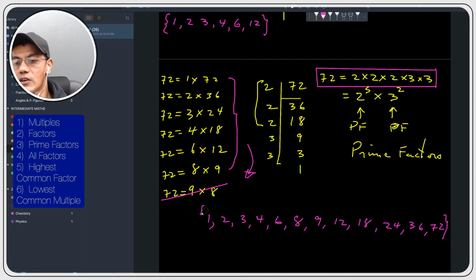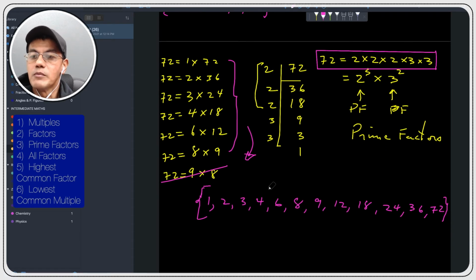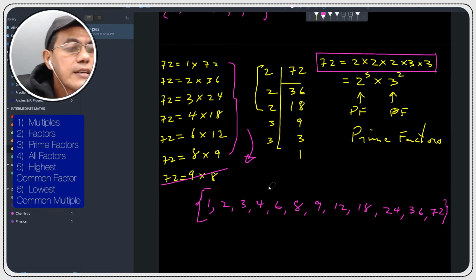You generated all the factors of 72. Alright, so this is quite nice. Make sure you practice this method because you will find it very useful when you're doing factorization, when you have to generate all the factors of a number. So next, we did multiples, we did factors, we did prime factors, we did find all the factors.